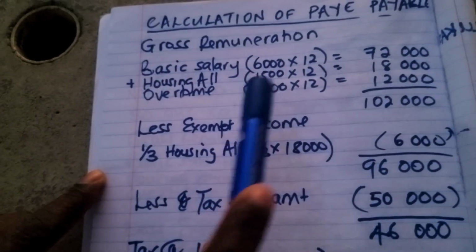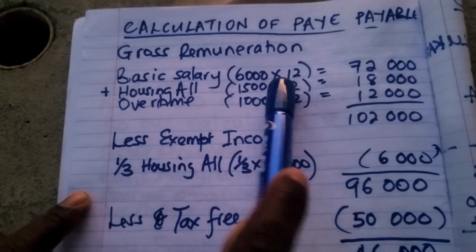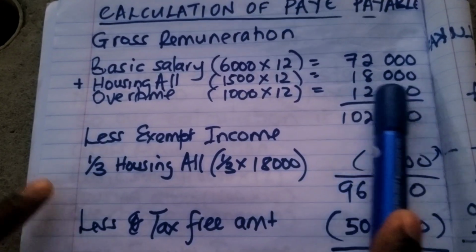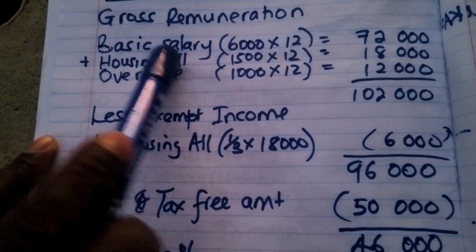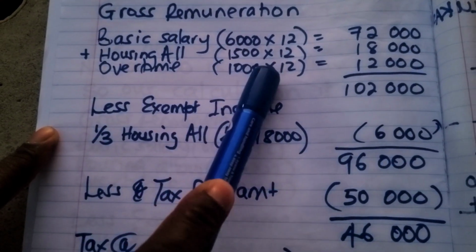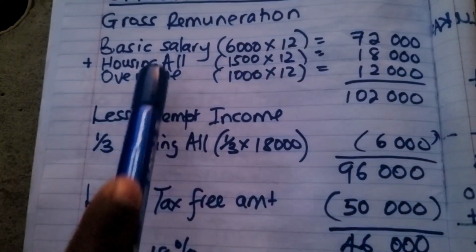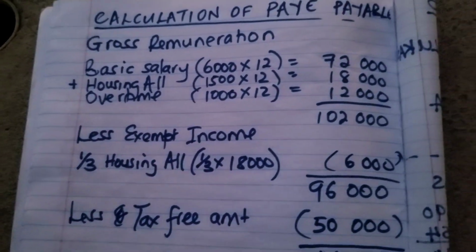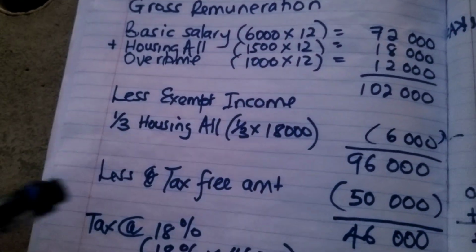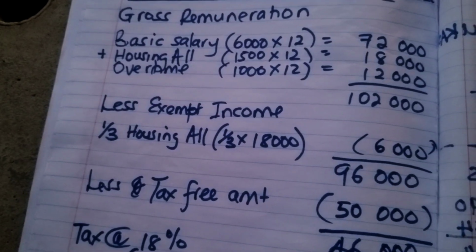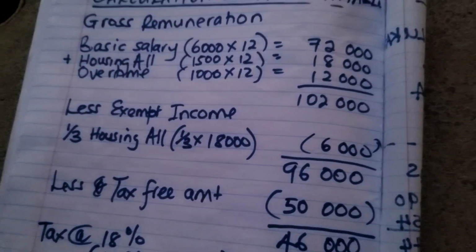Housing allowance, the same thing, $1,500 times 12 months, we get $18,000. Then your overtime, $1,000 times 12 months, you get your $12,000. Now someone will say, why is my overtime also multiplied by 12? Sometimes I do not have overtime. That is how tax rates are arrived at.